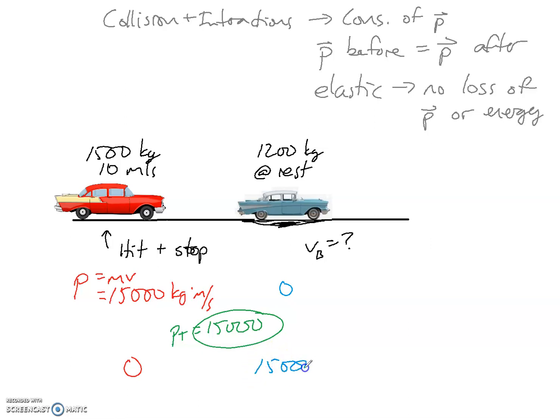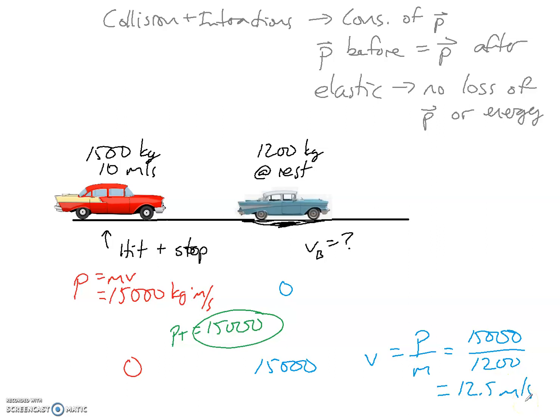So this blue car must now have all 15,000 for the momentum. If that car has 15,000 for momentum, I can easily find out how fast it's going. Its v would be its momentum divided by its mass. So that would be the 15,000 divided by the mass of the car, which is 1,200. It's a lighter car, so you know it has to be going faster than the red car was. It would go off at about 12.5 meters per second, and that's it.